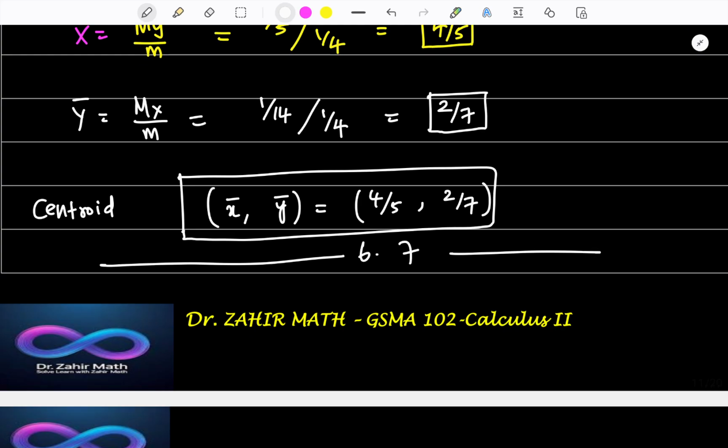So that completes our discussion on these two interesting problems from exercise 6.7. I hope you now understood how to find the centroid easily.